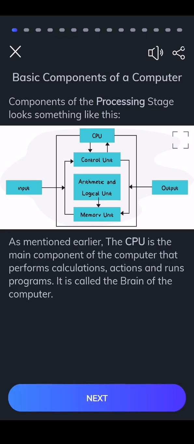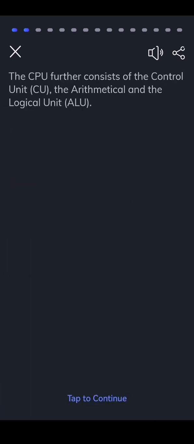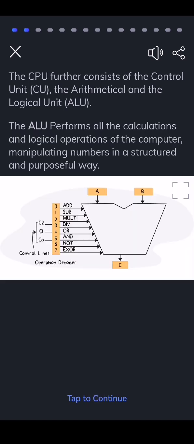As mentioned earlier, the CPU is the main component of the computer that performs calculations, actions, and runs programs. It is called the brain of the computer. The CPU further consists of the control unit, CU, and the arithmetic and logical unit, ALU. The ALU performs all the calculations and logical operations of the computer, manipulating numbers in a structured and purposeful way.